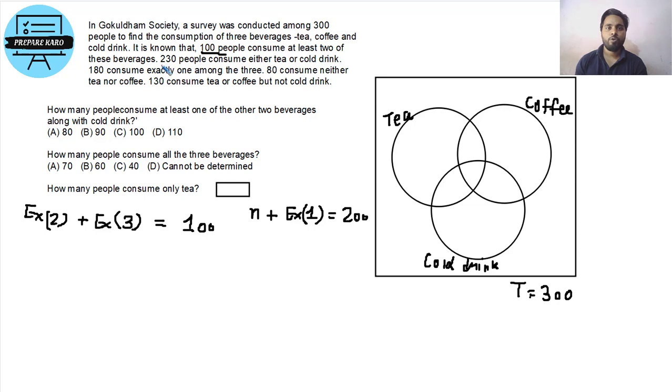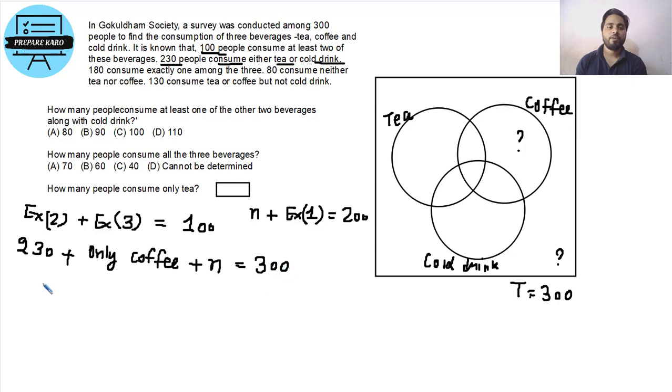Next statement, 230 people consume either tea or cold drink. That means only coffee plus none plus this 230 will make total 300. You can say total, right? 230 plus only coffee plus none is 300, right? So in that case, none plus only coffee will be 70.